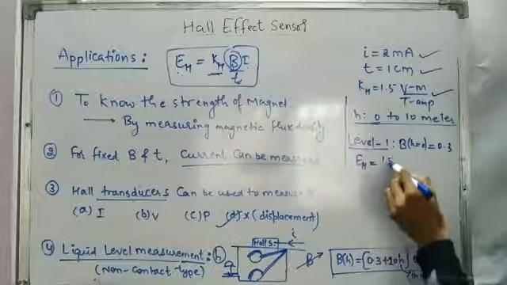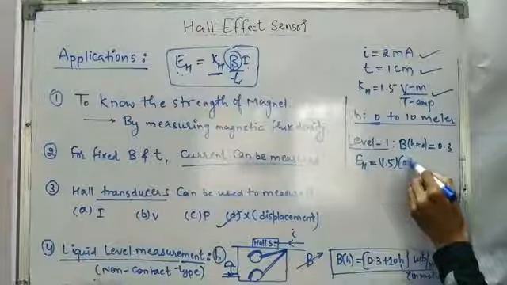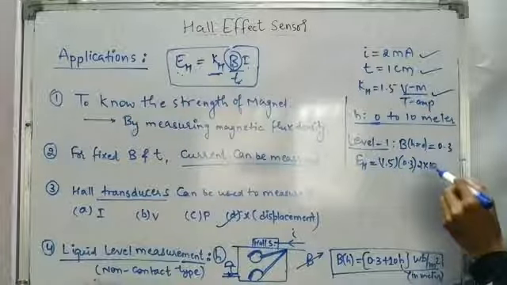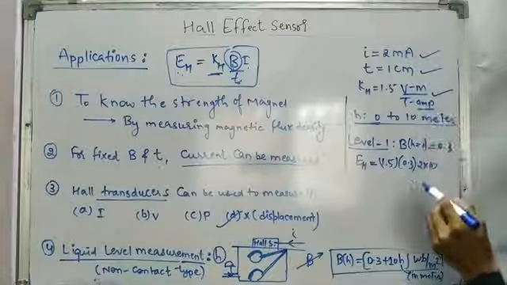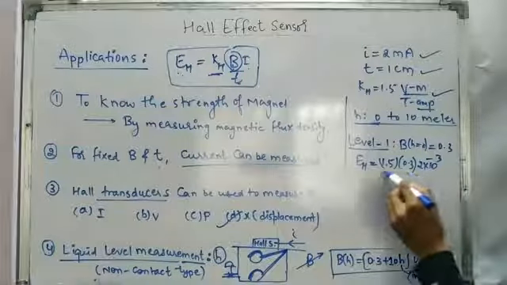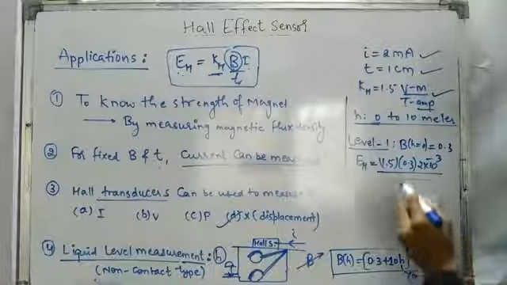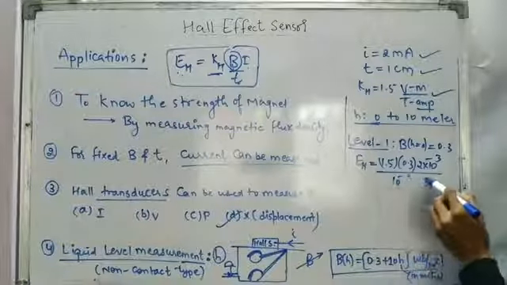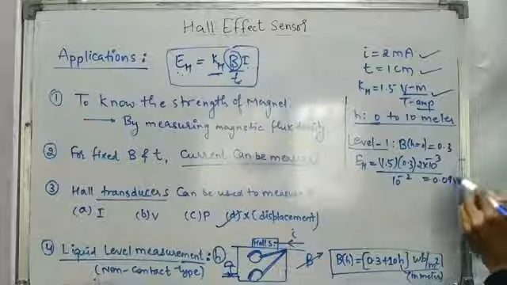K_H is nothing but 1.5, B is 0.3, and current is 2 milliampere, but we have to put it in ampere because the unit is taken as ampere. So 2 into 10 to the power minus 3, divided by t. Thickness is 1 centimeter, so the centimeter also we have to put in meters. So we are going to get 0.09 volts.